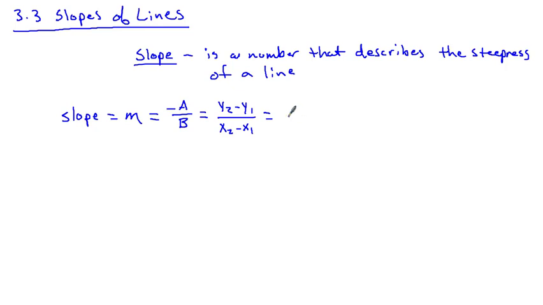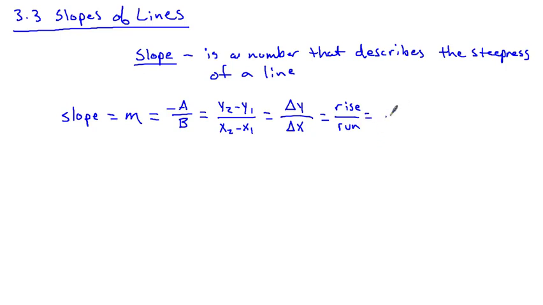Well, that's also equal to delta y over delta x. Okay, delta is a Greek letter that's used to represent change between two things. So the change in the y values and the change in the x values. So that's what these little triangles mean. Okay, slope is also rise over run. That's when you just count the spaces on the graph.